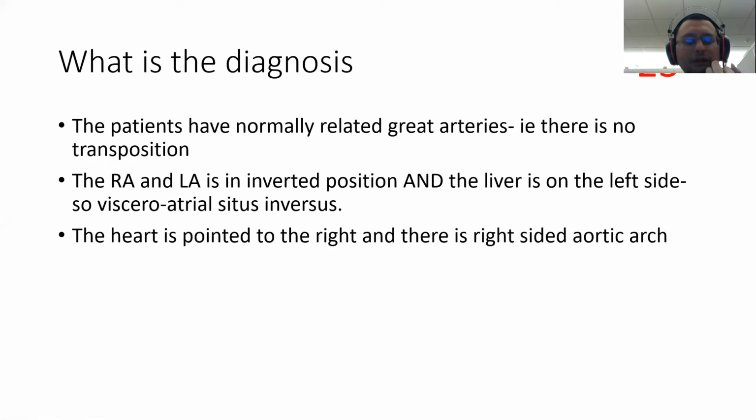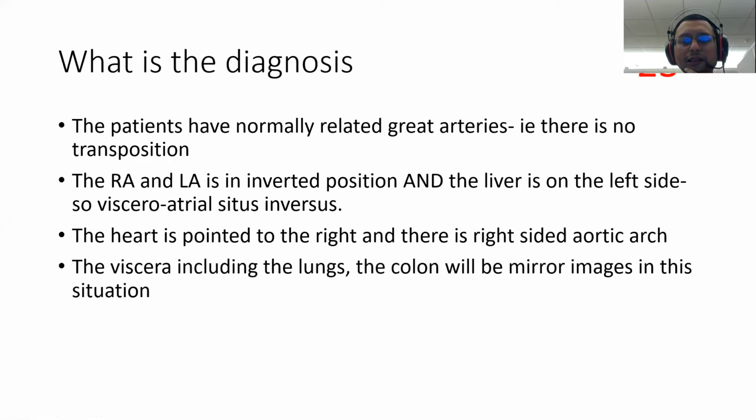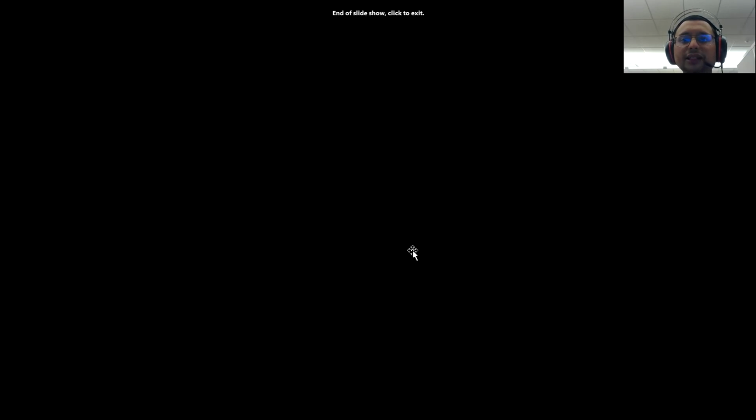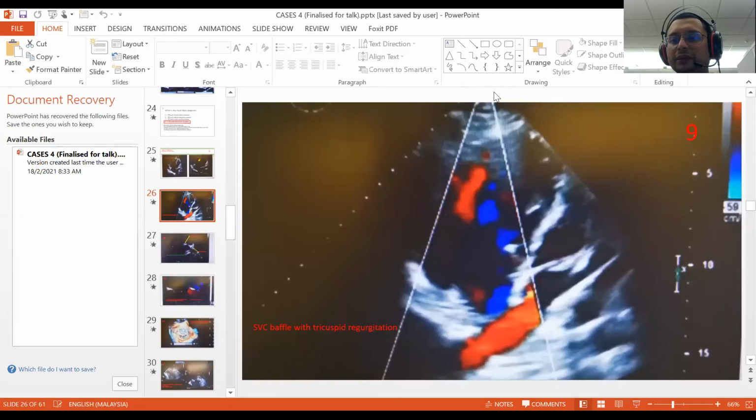The heart is pointed to the right and there is a right-sided aortic arch. The viscera, including the lungs and the colon, will be mirror images in this situation. So this is known as situs inversus totalis, as opposed to just situs inversus, where you have isolated visceral atrial situs inversus with levocardia.